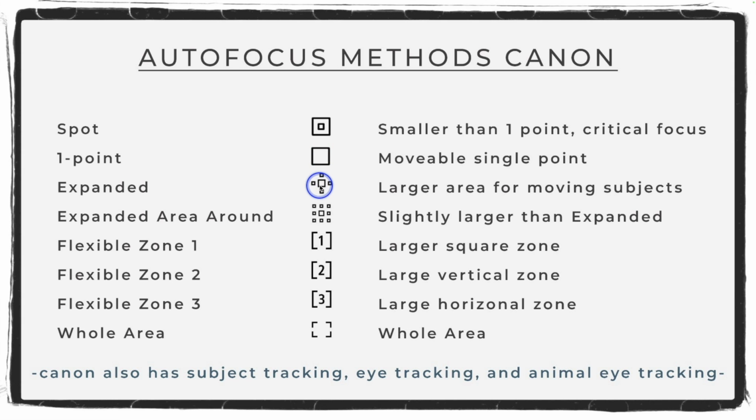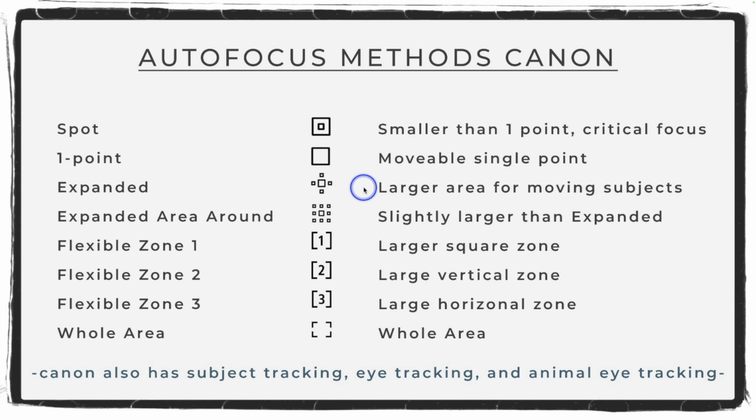Then we have expanded, and this is for a larger area. So it's basically this. And look, it's still a very small area in your viewfinder. Then you have expanded, and so this is slightly larger than this. These two are good for subjects where it's not important to focus exactly on their eye, but just get them in focus. And then we have these flexible zones, which don't really mean anything. And this is a larger zone, and it's a square zone in the camera. So it's larger than this, and it's square. Then you have a large vertical, and then you have a large horizontal, and then you have the whole area.